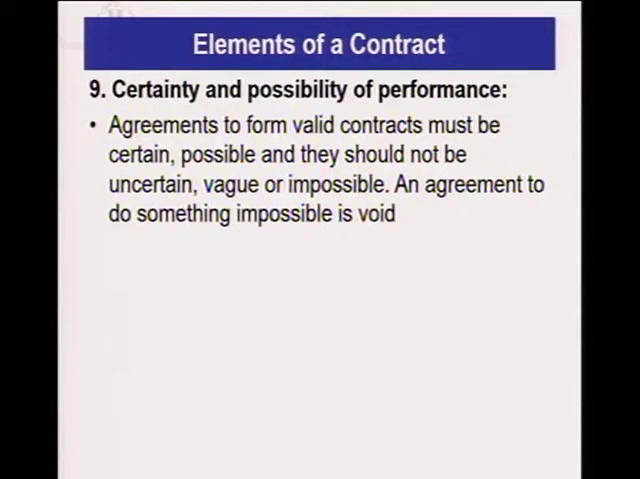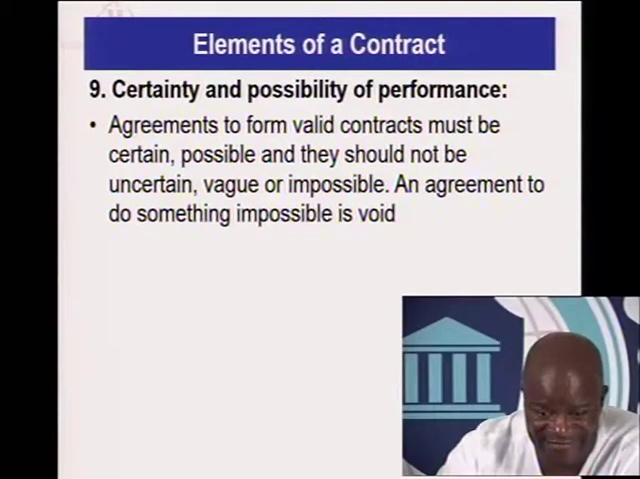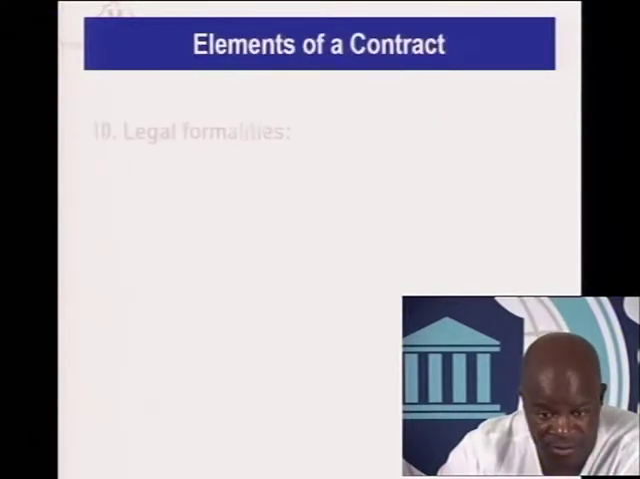And you cannot say, because we had a contract, that you multiply money by 3. Is that possible of performance? No one has got the powers to multiply money. That's as far as the laws, the courts are concerned. So you cannot say there is a contract, whether written or what. After all, a contract is not always written. It can be what? Implied. Agreements to form valid contracts must be certain, possible, and they should not be uncertain, vague, or impossible, or ambiguous. An agreement to do something impossible is void ab initio.